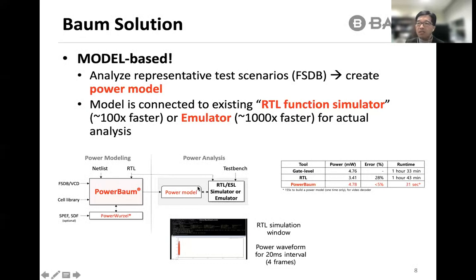Once the model is created, it is connected to an RTL function simulator or emulator for actual analysis with great speedup, about 100 times in case of an RTL function simulator, or about 1,000 times in case of an emulator. The key is to extract the power model from the gate-level netlist for higher accuracy, but to perform analysis through RTL simulation with very high speed.